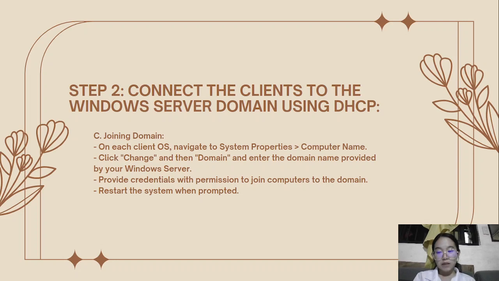So for C naman, joining domain. On each client OS, navigate to System Properties, Computer Name, then click Change and then Domain, and enter the domain name provided by your Windows Server. Next is provide credentials with permissions to join computers to the domain. Next is restart the system when prompted.